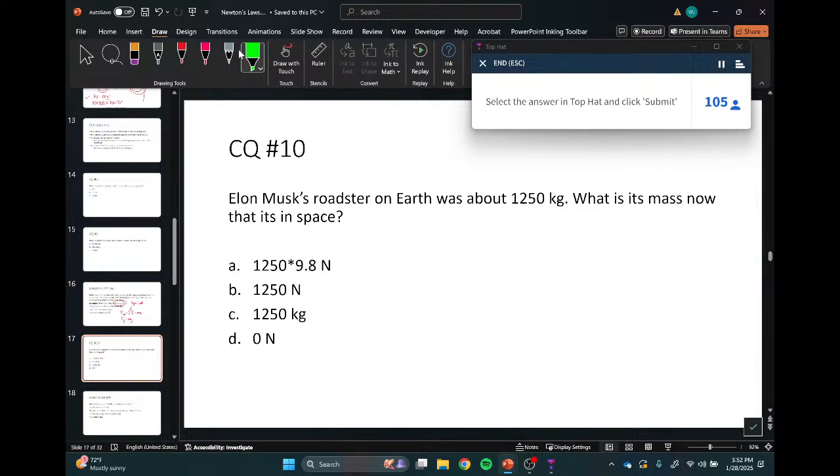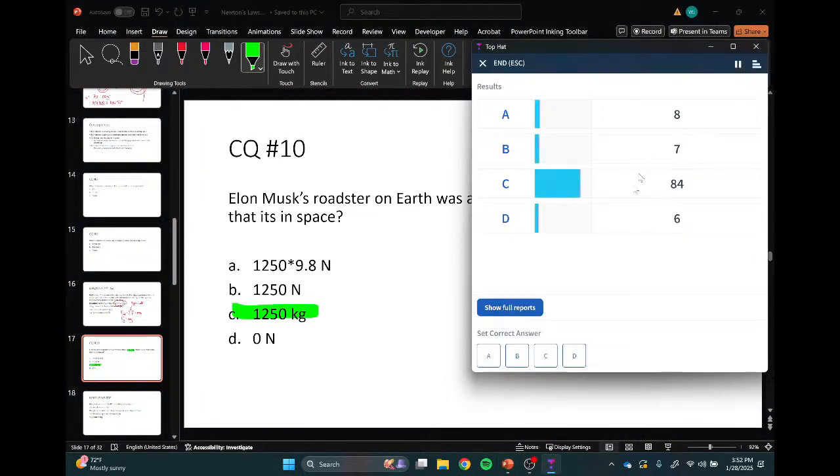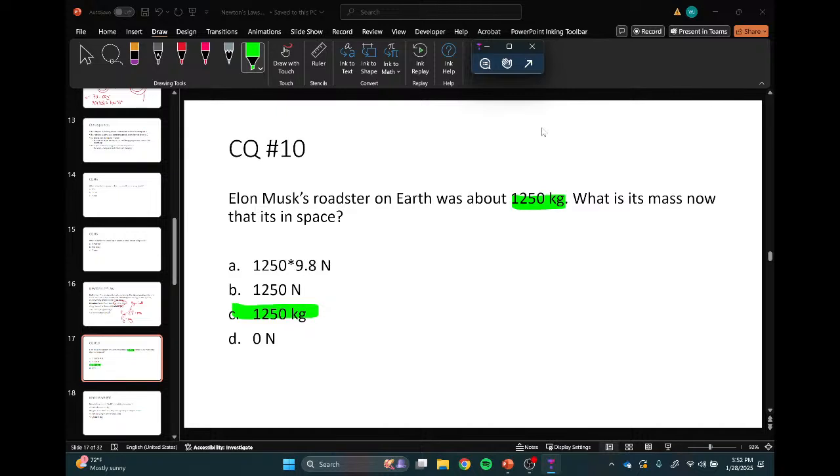So really, this is just testing if you realize kilograms is the unit for mass. It has the same mass in space. Mass is not weight. That's the major thing that you don't want to mix up. The amount of stuff that something has is its mass. That doesn't change no matter where you go: Mars, Jupiter, space, Earth, whatever.